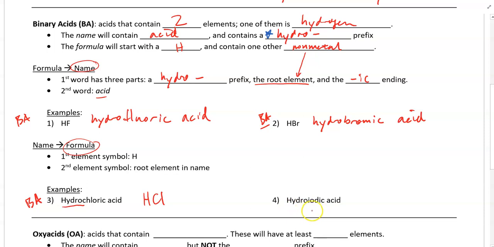Hydroiodic, same process. You see a hydro, something acid. Acid tells you it's an acid, that word. It's going to be a hydro prefix, so we know there's going to be a binary acid. Then, because we know the first element is going to be H, there's always going to be just one other element for a binary acid. It's going to be iodine, so just HI. All right, that's binary acids.